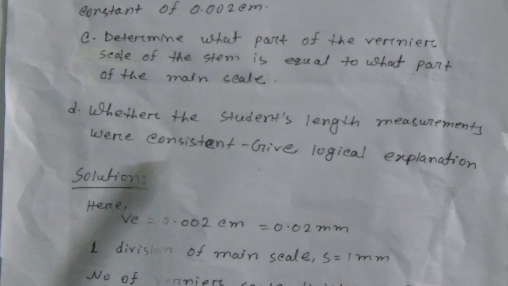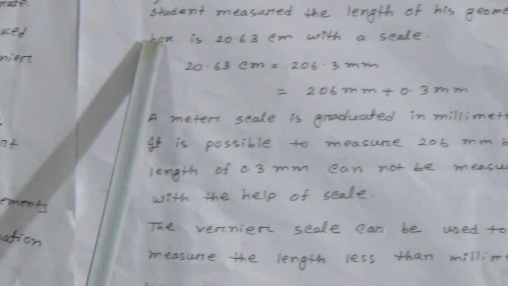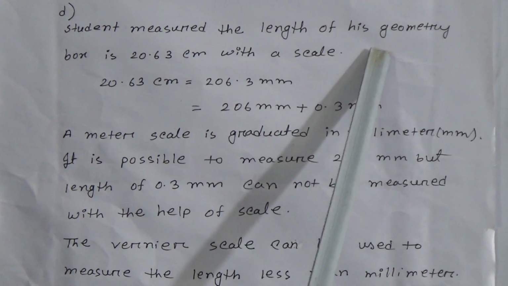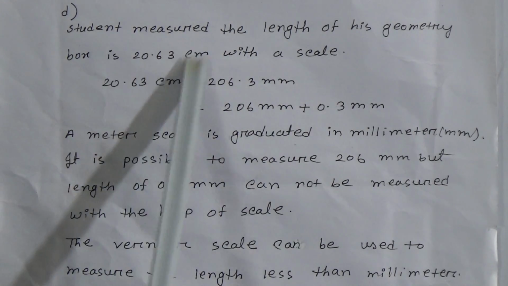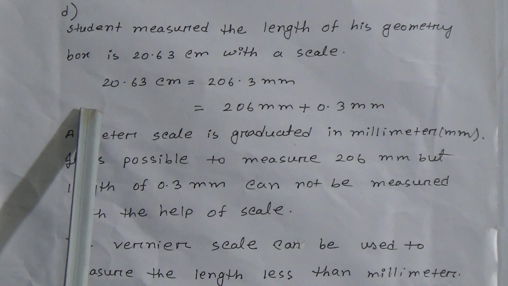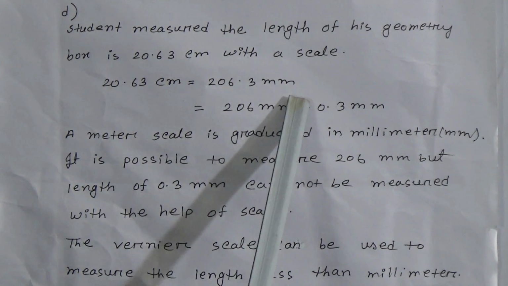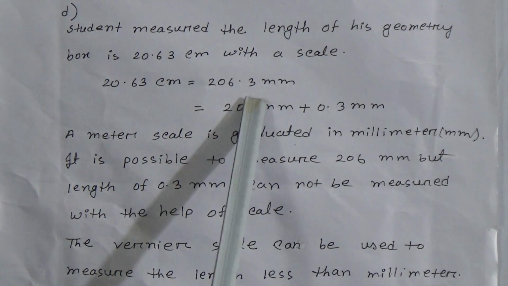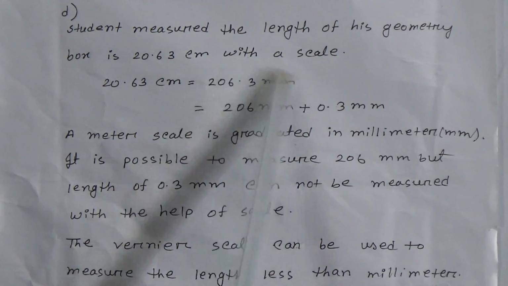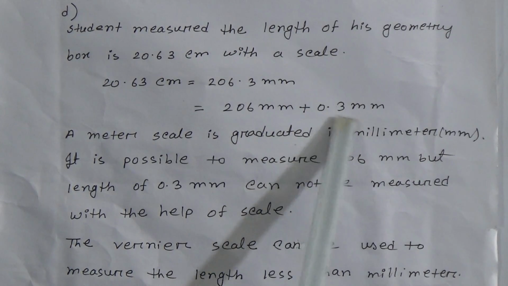Now our next question: whether the student's length measurement were consistent, give logical explanation. The solution: the student measured the length of his geometry box as 20.63 cm with a scale. This is a given value. Here we convert 20.63 cm to millimeter, then we get 206.3 millimeter. Now we get this result in the form 206 millimeter plus 0.3 millimeter.